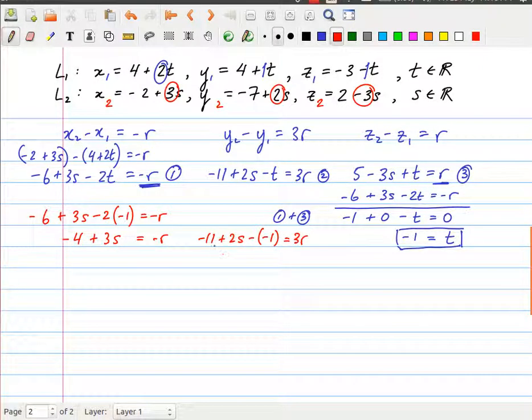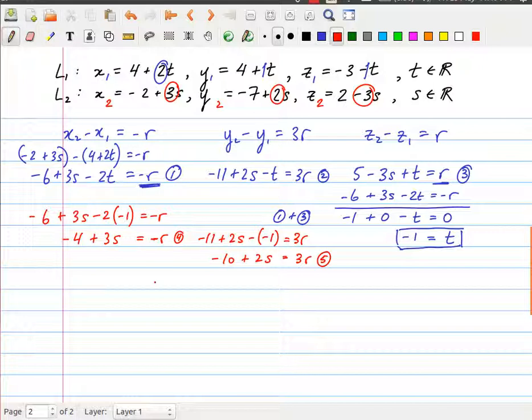And so that becomes negative 11 plus 1, so that becomes negative 10 plus 2s equals 3r. So let's call that equation number 4. Call this one equation number 5. And so can we see a way to combine these together? Well, I see a 3r and I see negative r.